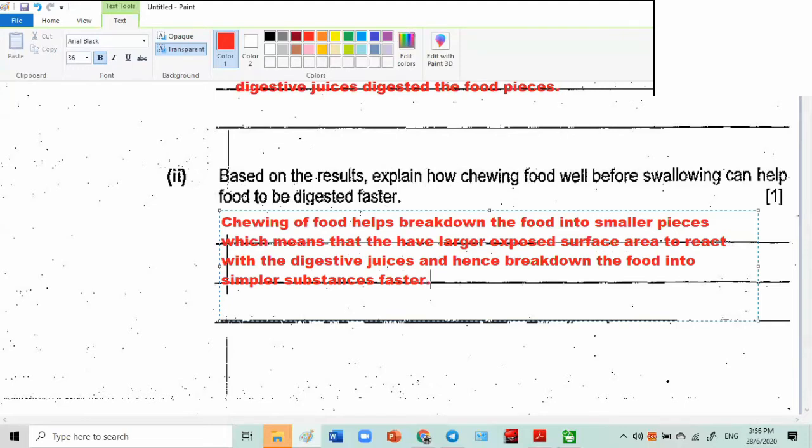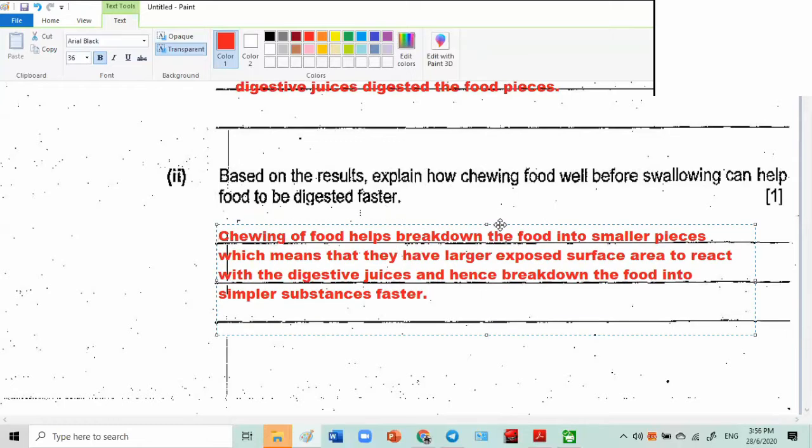Do you agree? Chewing of food helps break down the food into smaller pieces, which means that they have a larger exposed surface area to react with the digestive juice, and hence break down the food into simpler substances faster. Okay, can you guys understand what I mean? Here you put simpler substances. For chewing, please don't put simpler substances. Sure that one. Okay? Agree? Yeah? Okay.